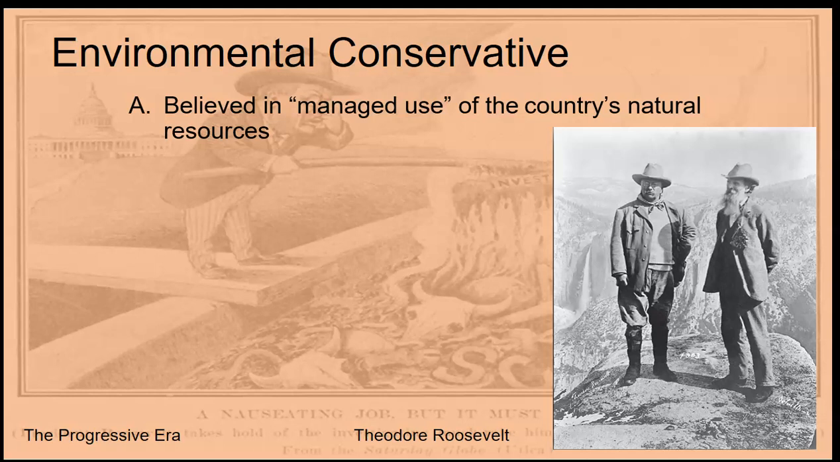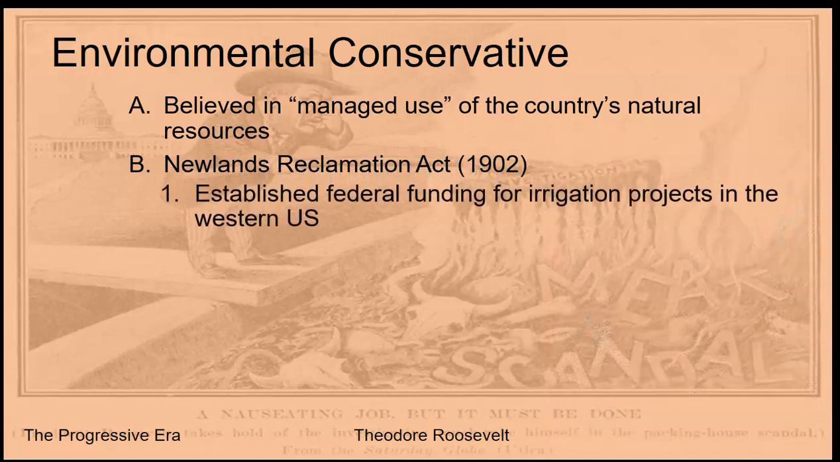This is a picture of him and another environmental progressive named John Muir. John Muir would be more of the, okay, don't touch the environment. Okay. But Roosevelt is going to put the weight of the presidency behind some of this progressive legislation to protect the environment or promote certain aspects of the environment.